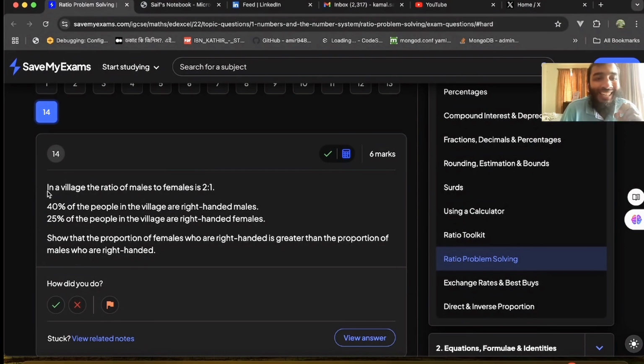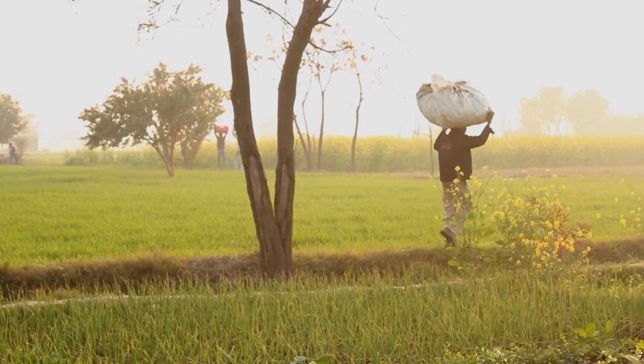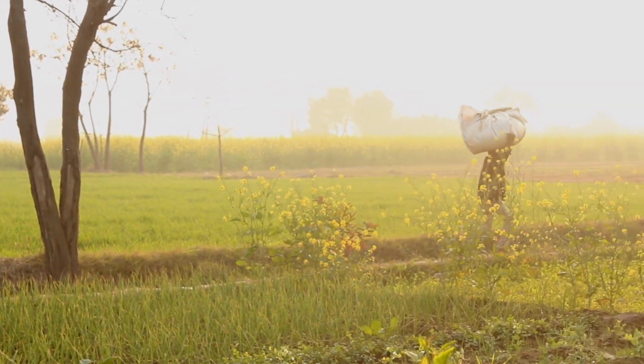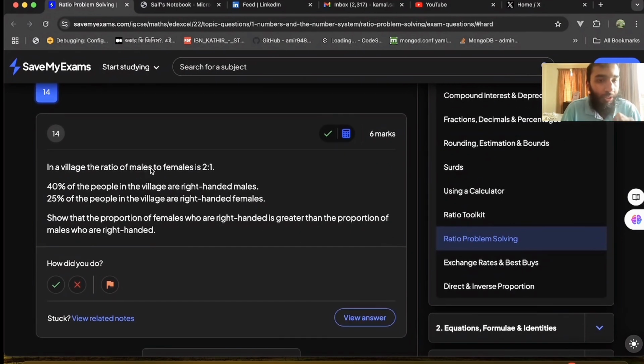It says, in a village, the ratio of males to females is 2:1. So in a village, the total population is distributed male to female 2:1. Okay. So this is the first information. The second information is that 40% of the entire people or the entire population of the village are right-handed males. Right-handed males. 25% of the entire population in the village are right-handed females.